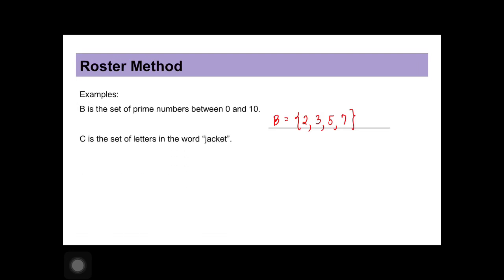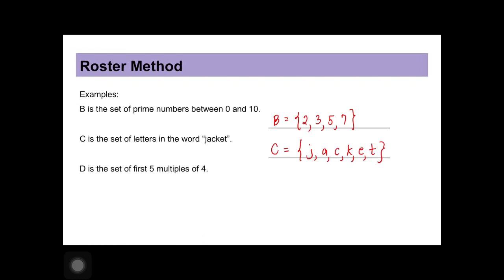Next, C is the set of letters in the word jacket. So we have here C is equal to letter J, letter A, letter C, letter K, letter E, and letter T. Okay, so this one, our answers are called the roster method. Okay, this is how we show roster method. We're going to list the elements.